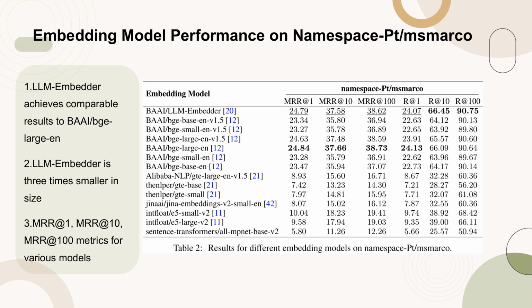The LLM embedded model demonstrates performance comparable to BAI/BG large N, yet it is significantly smaller in size, making it a more efficient choice. The table includes metrics such as MRR at 1, MRR at 10, and MRR at 100, which are crucial for evaluating the effectiveness of these models in semantic matching tasks.